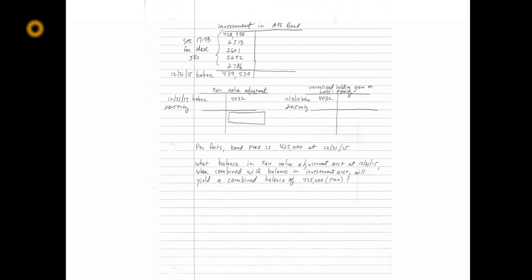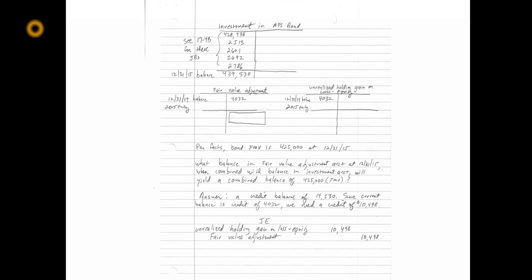So once again, the question is, what balance do we need in that fair value adjustment account so that when the balance in that account is combined with the $439,530 balance in the investment account, it yields a combined balance equal to the fair market value of the bond, which is $425,000. The answer to the question, of course, is that we need a credit balance in the fair value adjustment account of $14,530.